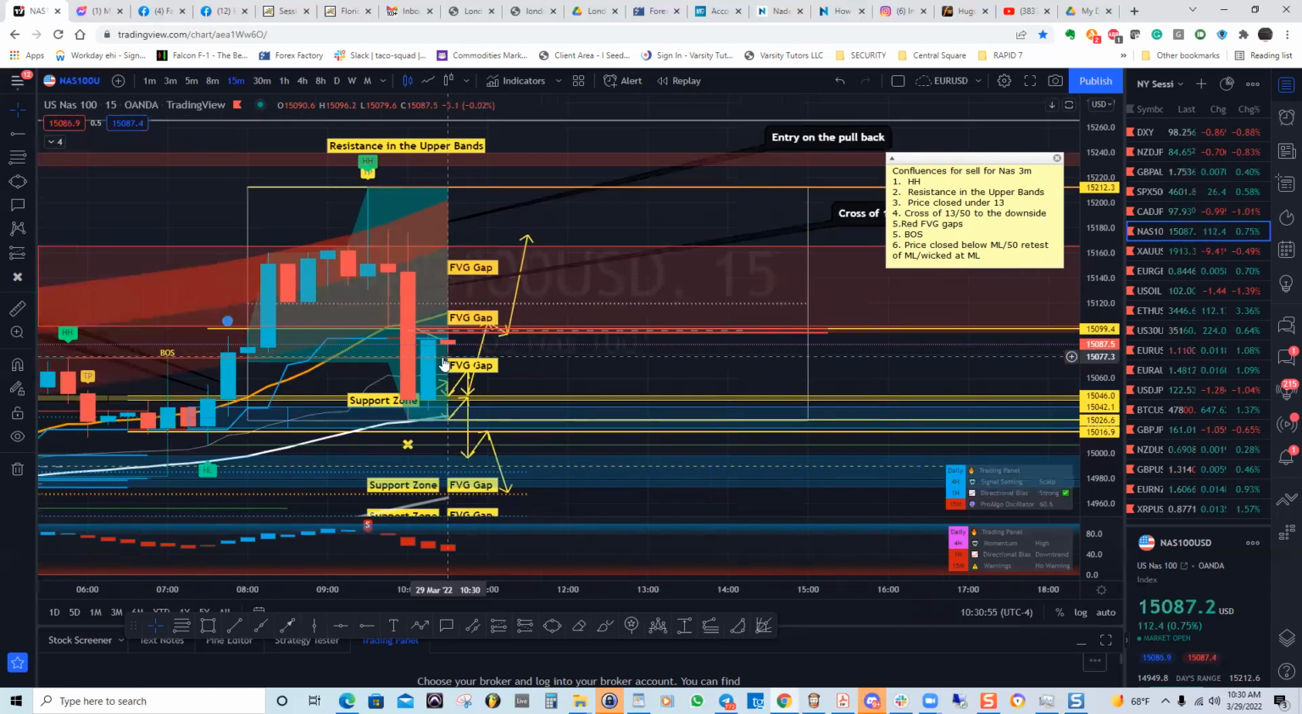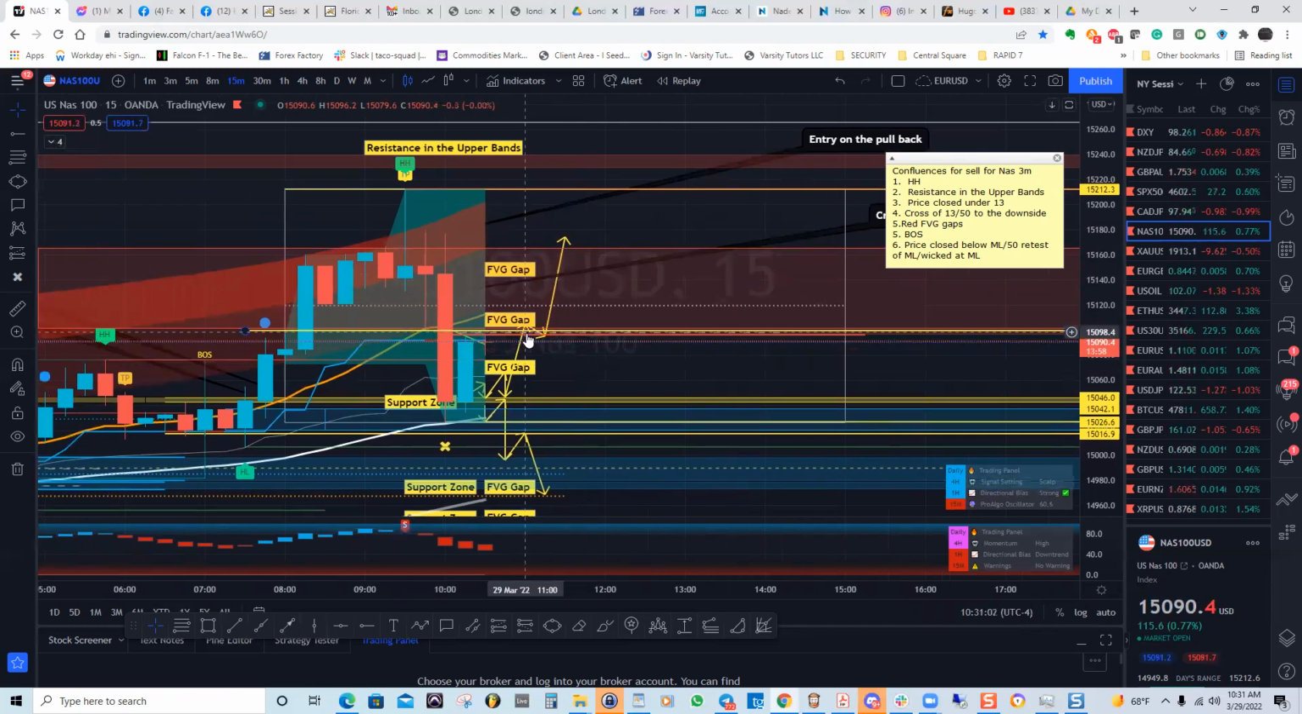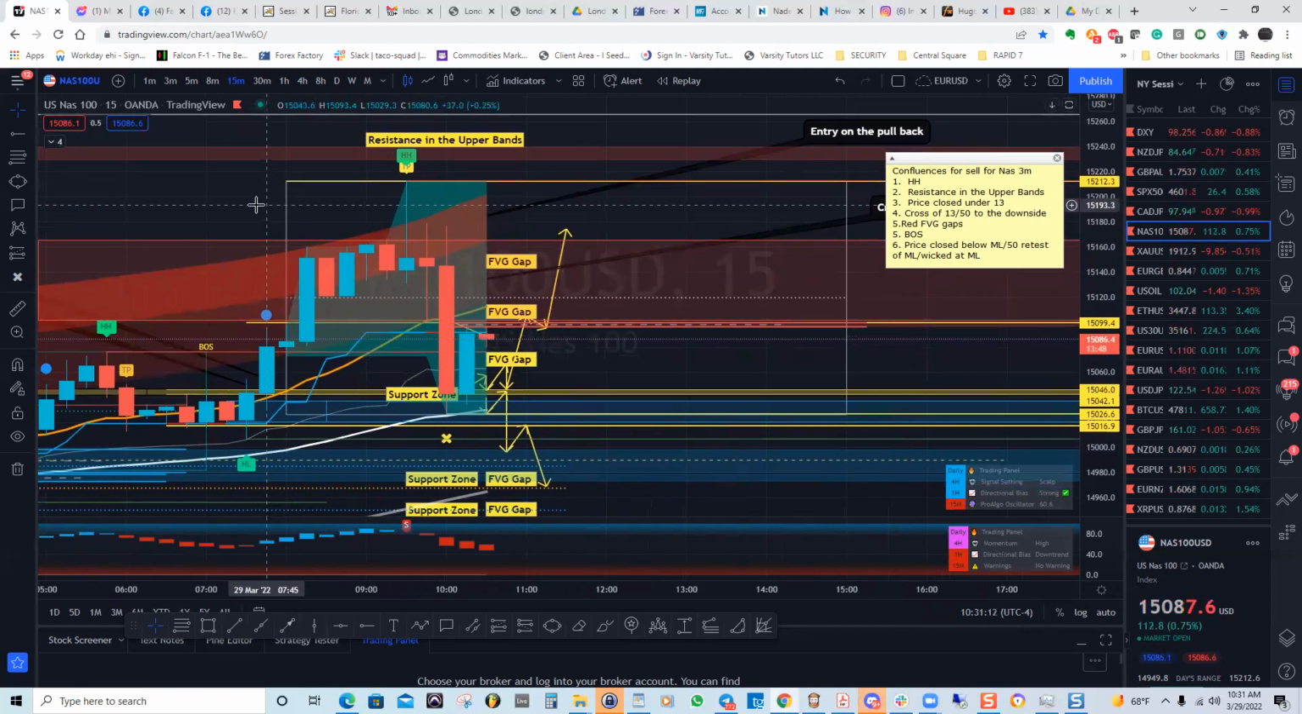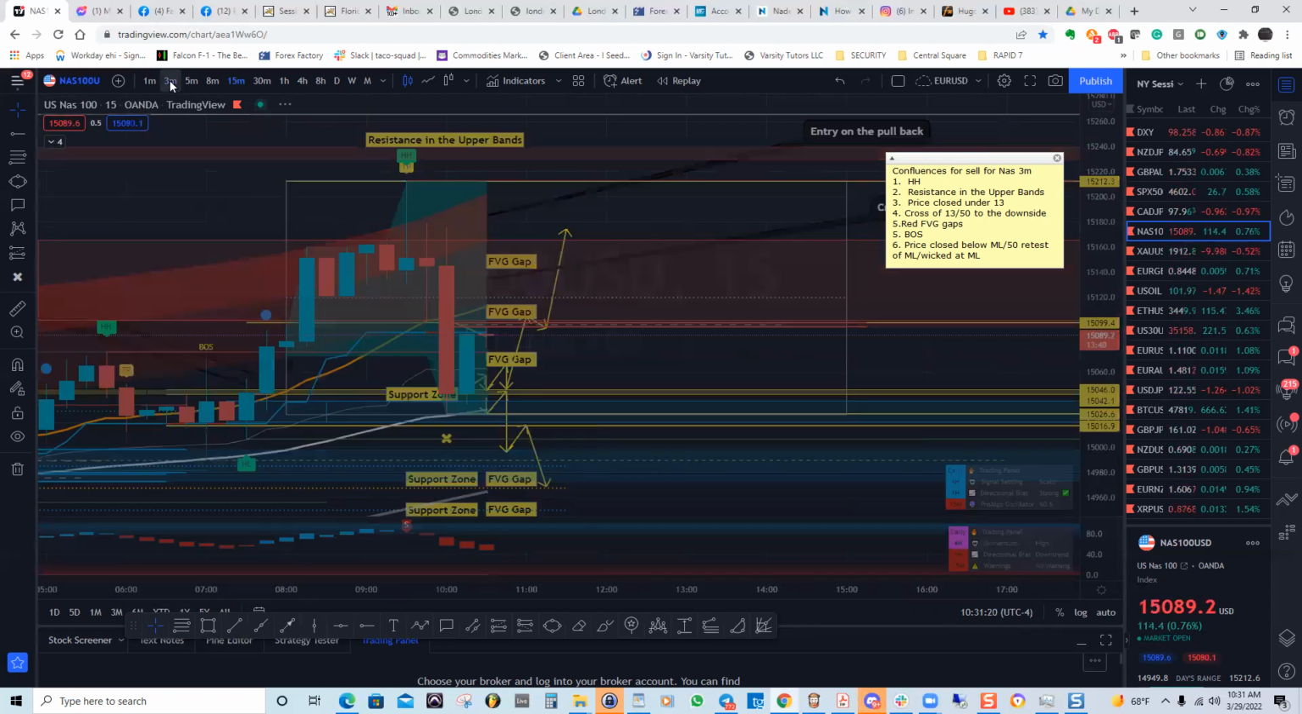Now you see on the 15-minute time frame, this little red candle is getting stuck here in this little FVG gap. On the 15-minute time frame, it looks like it's going down. So that might have been a nice little scalp. But even on the 15-minute time frame, I could have gotten a sell here. So that's 3 time frames telling me I could have had a sell.